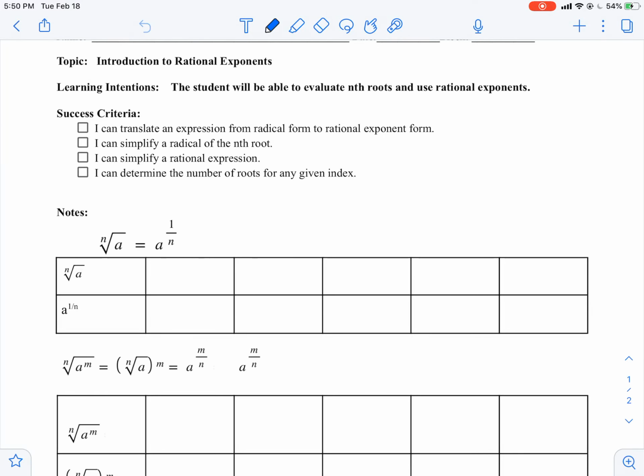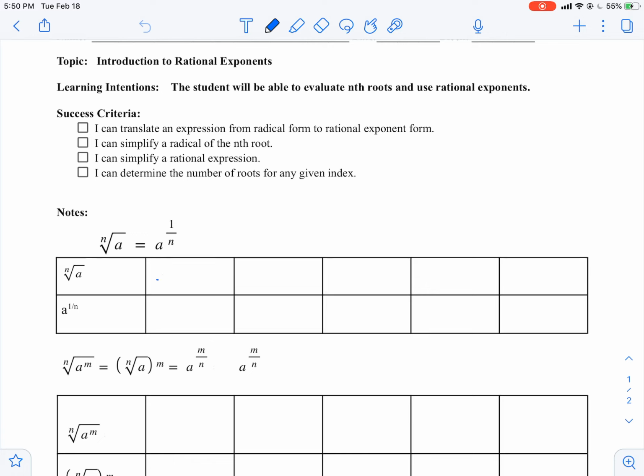So this is going to be over what we call rational exponents. And so basically what we're talking about is fractional exponents. So let's just talk about the basics of how we take radicals and change them to rational exponents. So that's going to be our first success criteria that we're going to be talking about, is changing from radical to rational.